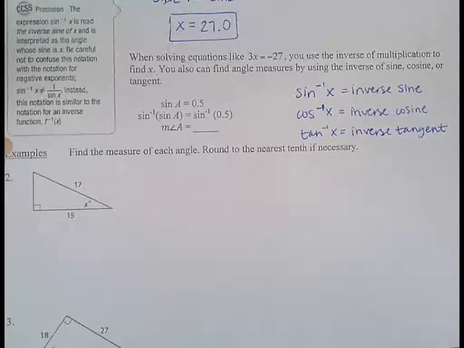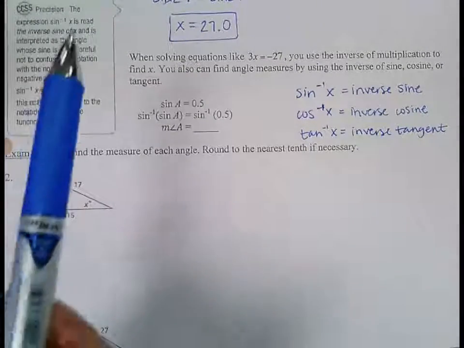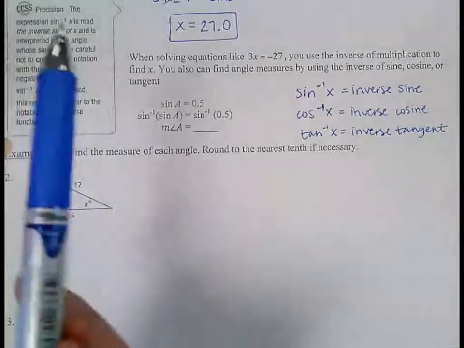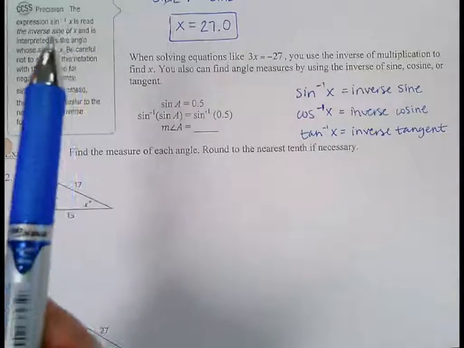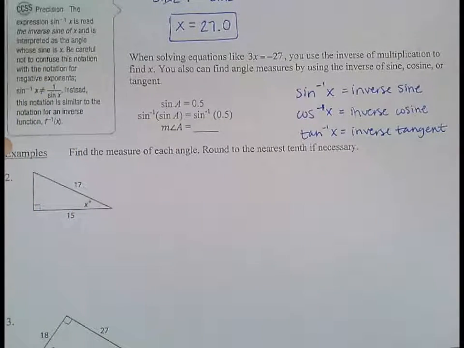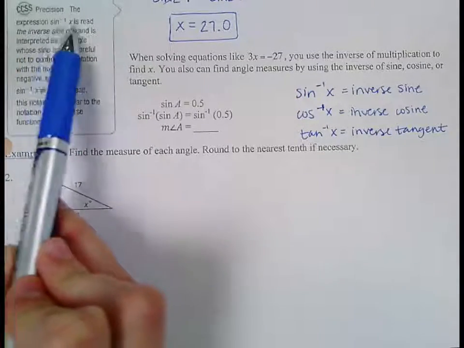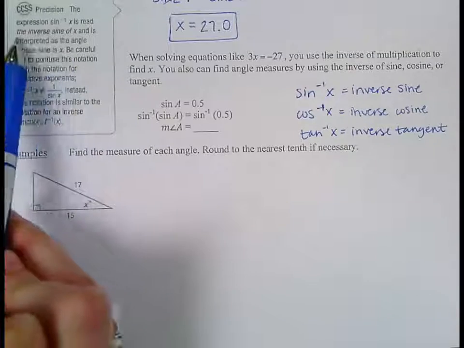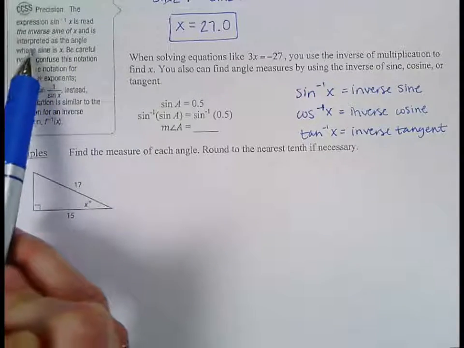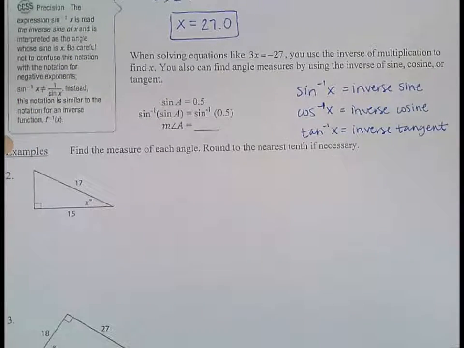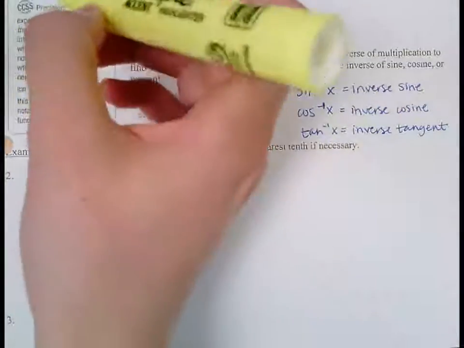But these are the 3 inverse trig functions. And I included, off to the side, for a couple of reasons, I included this. One, it's important to understand what the inverse trig functions help you find, what they represent. So it says here the expression inverse sine, we read that as the inverse sine of x. It's interpreted as the angle whose sine is x.